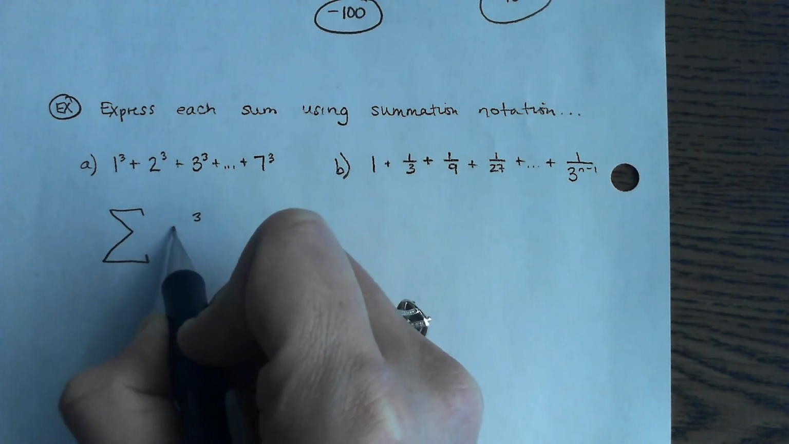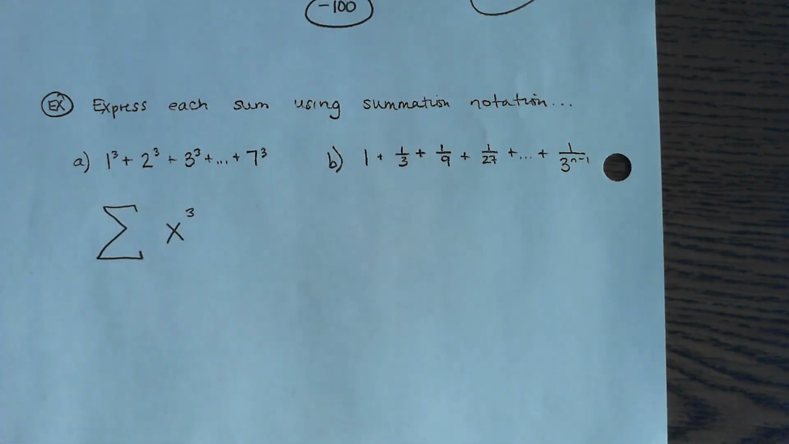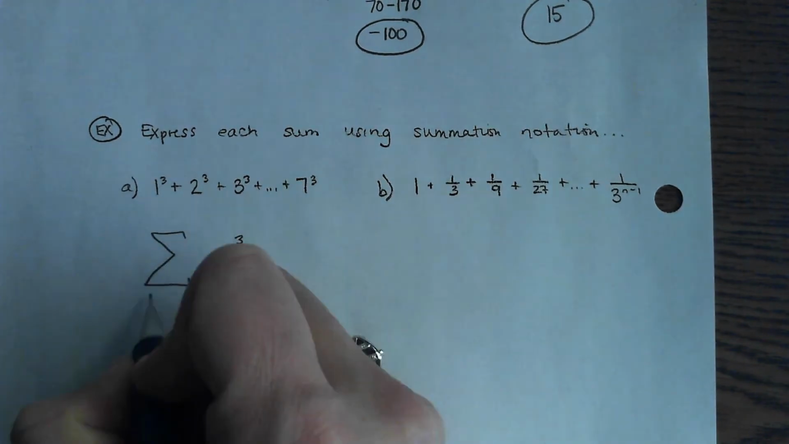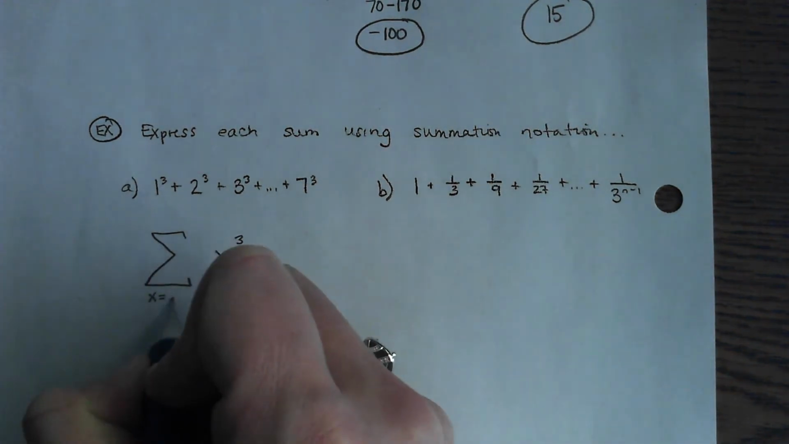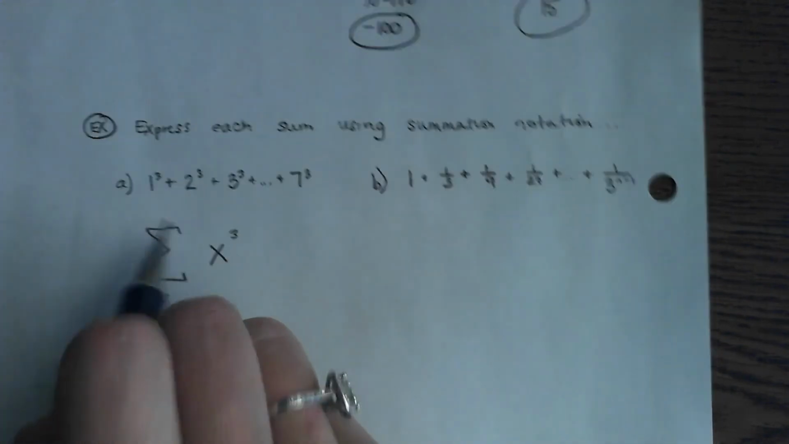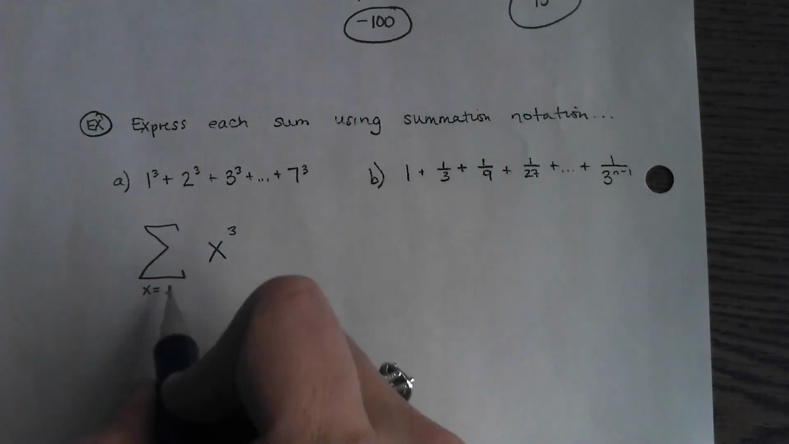So let's just call it x. x is really not a typical variable that we use here, but you can use whatever you want. And that's what we have to decide. Where is it starting? What are we first plugging in for that x value? And what are we last plugging in for that x value? John, what are we plugging in to start?